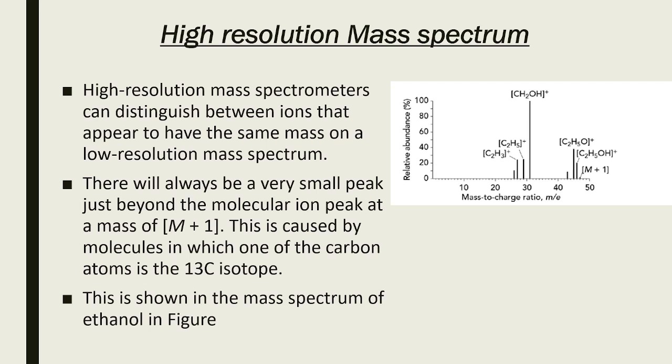High resolution spectrum. High resolution mass spectrometers can distinguish between ions that appear to have the same mass on a low resolution mass spectrum. There will always be a very small peak just beyond the molecular ion peak at a mass of M+1. This is caused by molecules in which one of the carbon atoms is 13C. 13C means 12C plus 1. That's why we call it M+1. This is shown in the mass spectrum of ethanol in the figure.